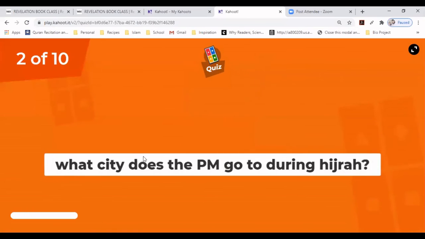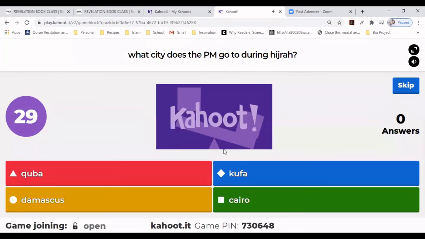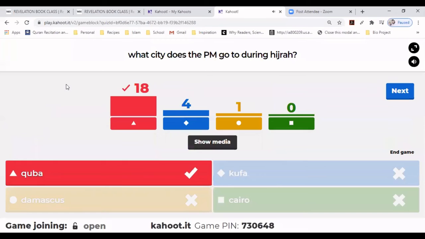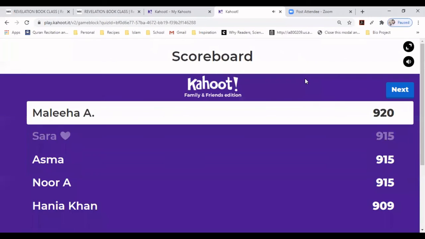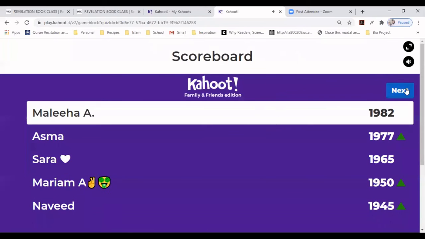Next question. What city does the Prophet go to during the Hijrah? Is it Quba, Kufa, Damascus, or Cairo? Oh my goodness, we put a lot of seconds on that one. It's supposed to be 10 seconds. Just skip. So yes, the answer is Quba. You're absolutely right. MashaAllah. Next question.